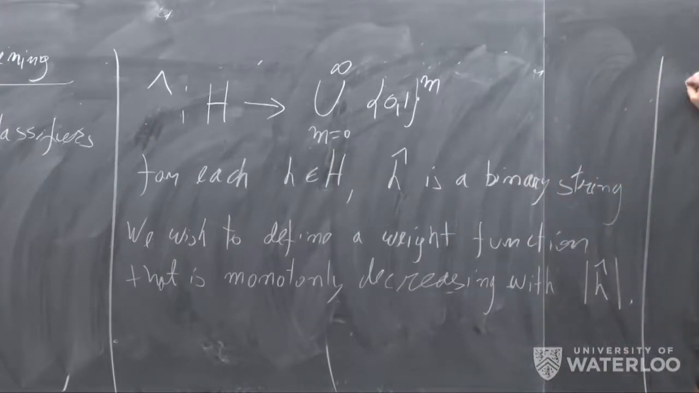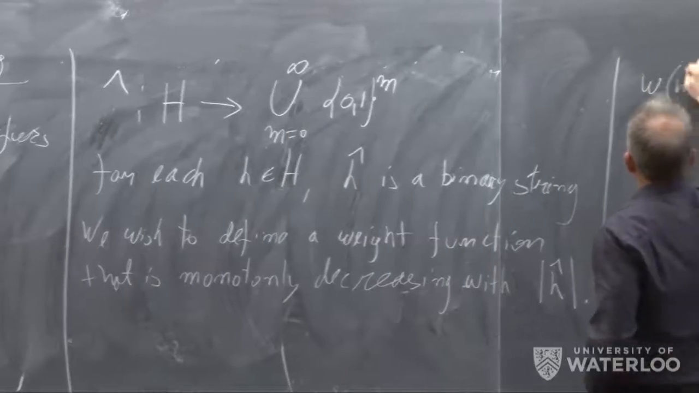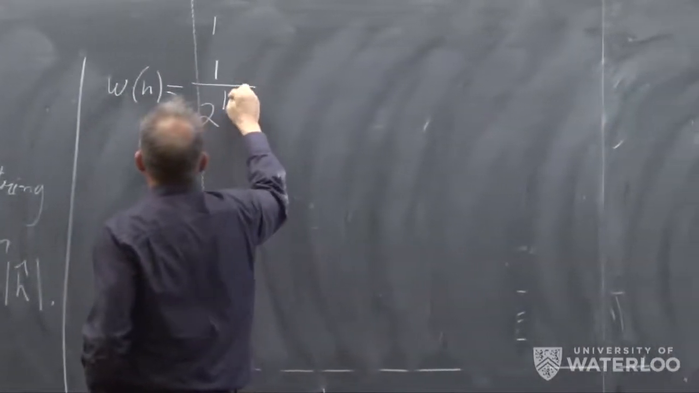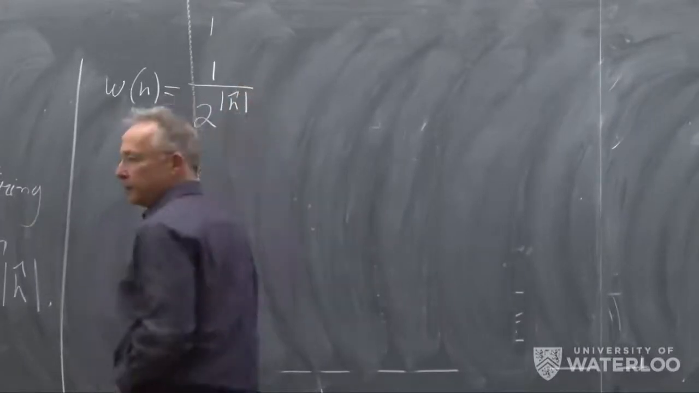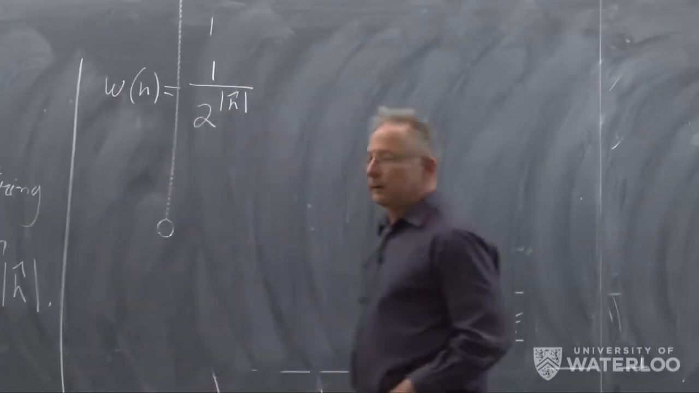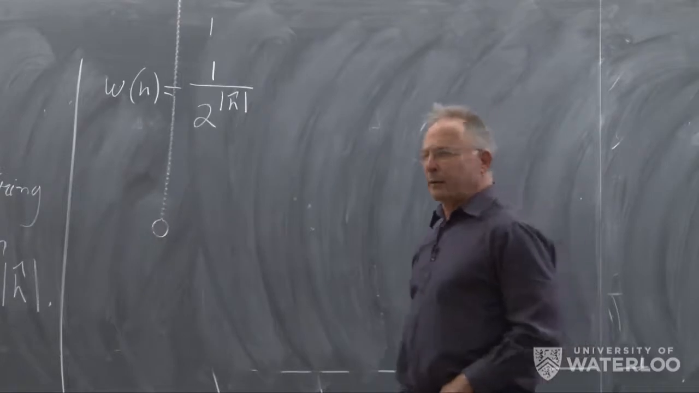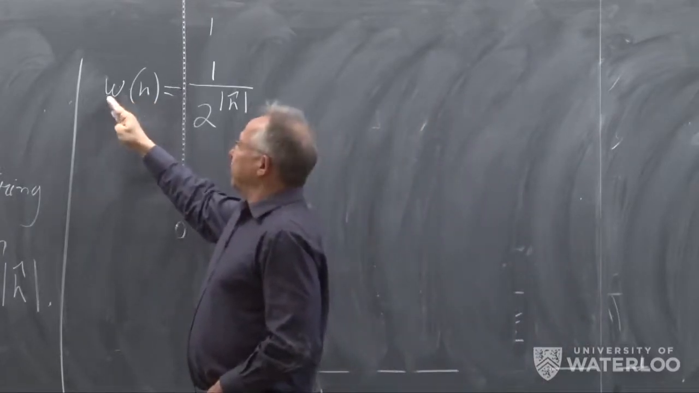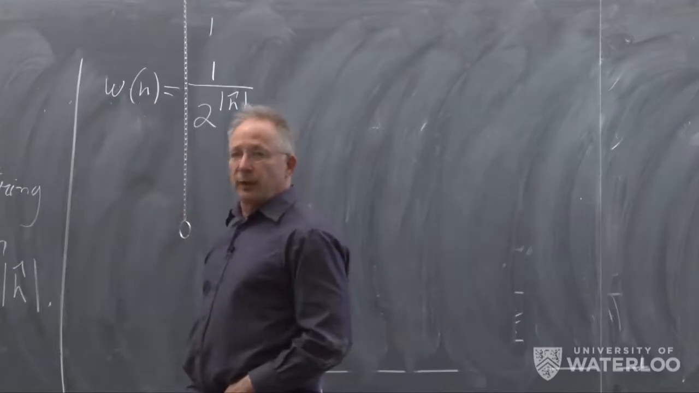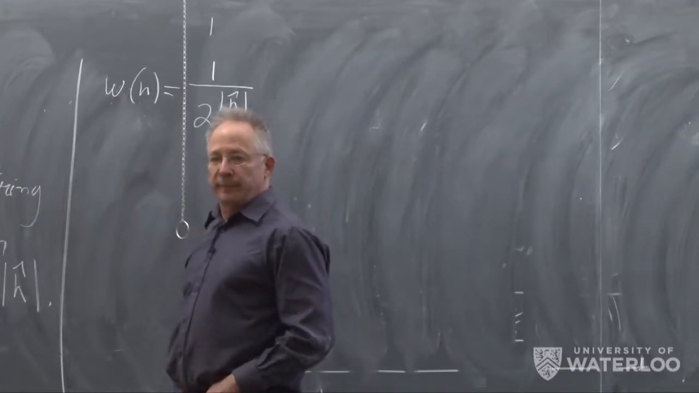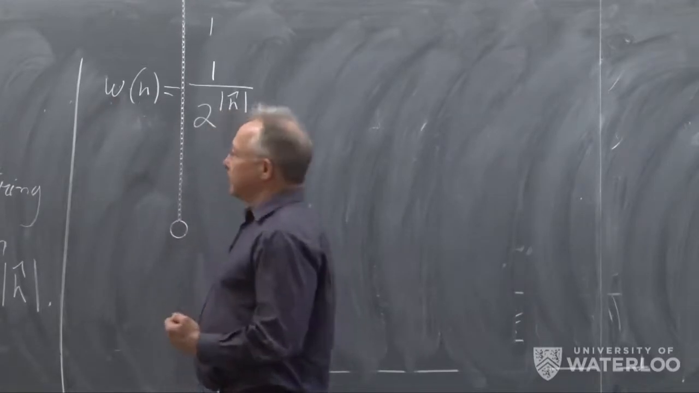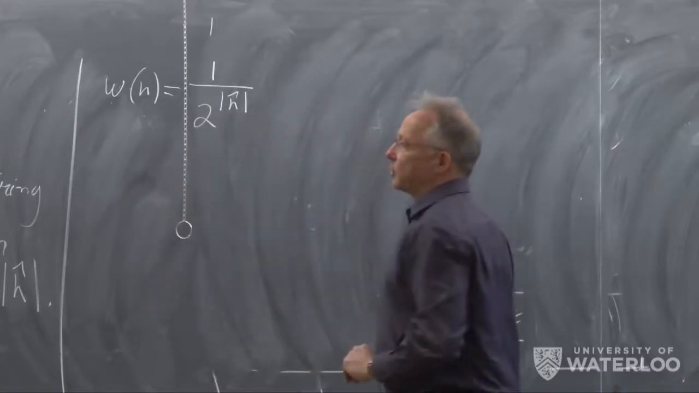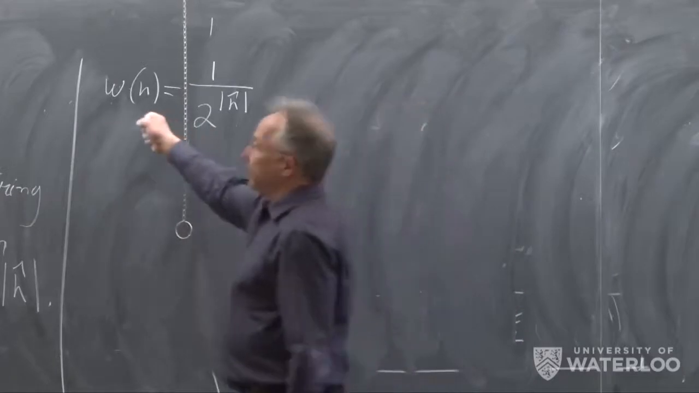So I want to define, I will pick W of H to be 1 over 2 to the length of the description of H. So now, before we talked about W of n, but it's the same: I have a W assigned to every H, as long as the sum is at most 1. And now I want to say I can learn any H when I'm using this weight function.